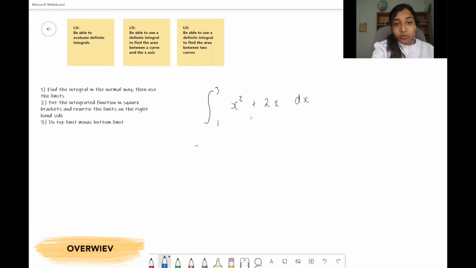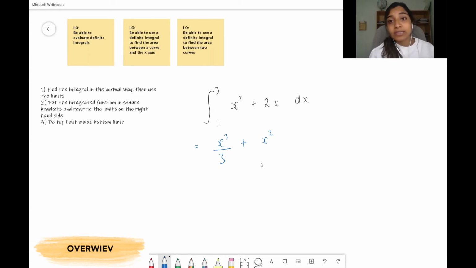So the first thing, we just want to integrate normally. So if we integrate x squared, remember that you add 1 to your power, so 2 plus 1 is just 3, and you divide by it. So you would get x cubed over 2 plus 1, so over 3. And then plus, if you want to integrate 2x, your power is 1, so if you add 1, you get x squared. And then if you do 2 divided by 2, you'd just be left with 1. So your integral is just x cubed over 3 plus x squared.